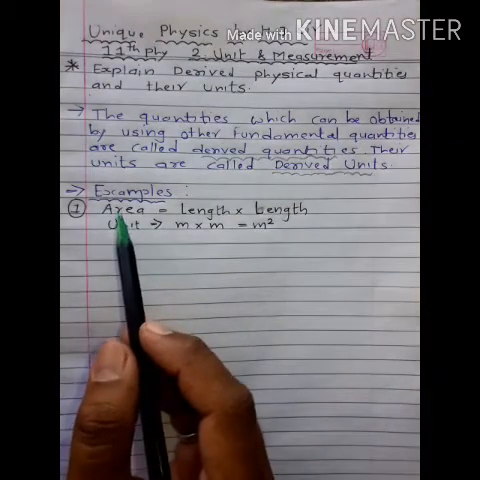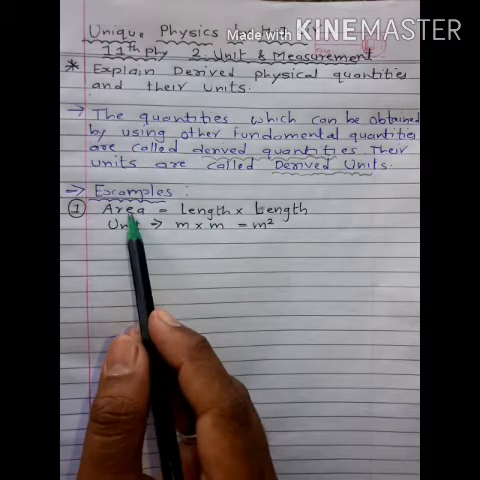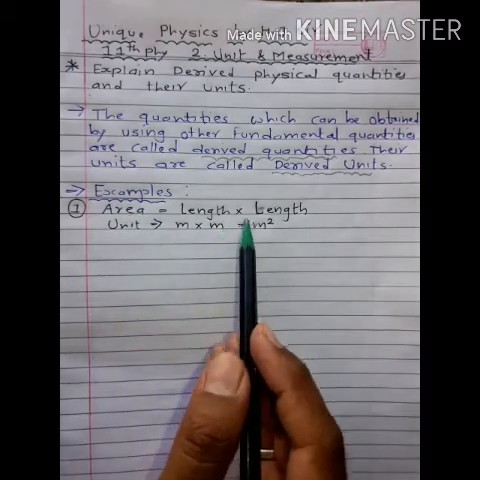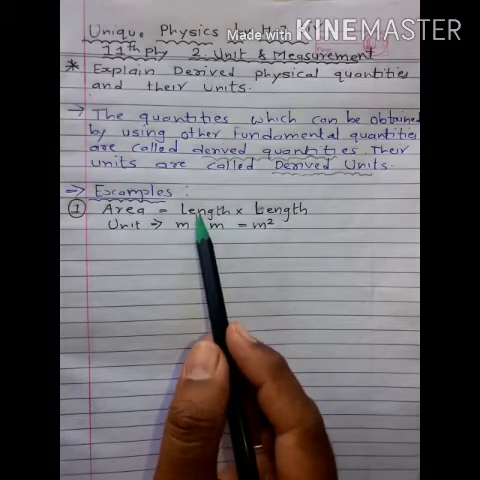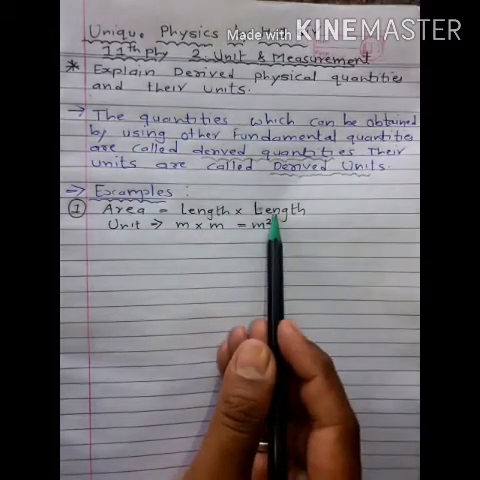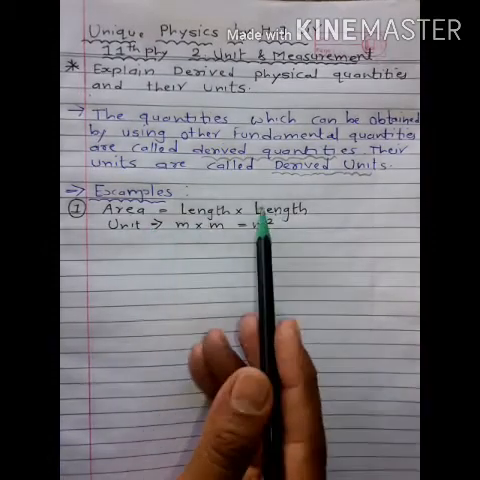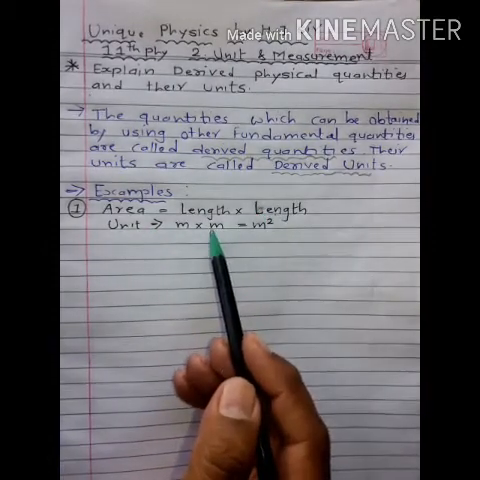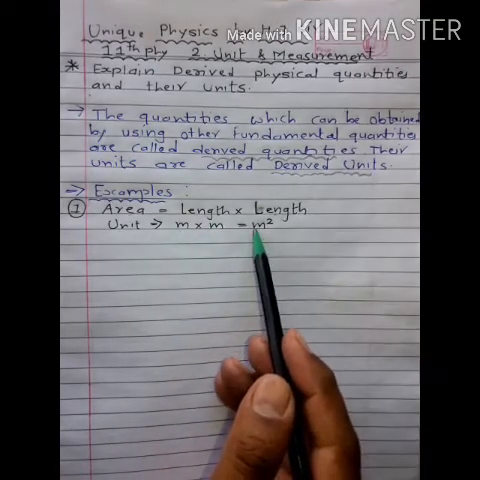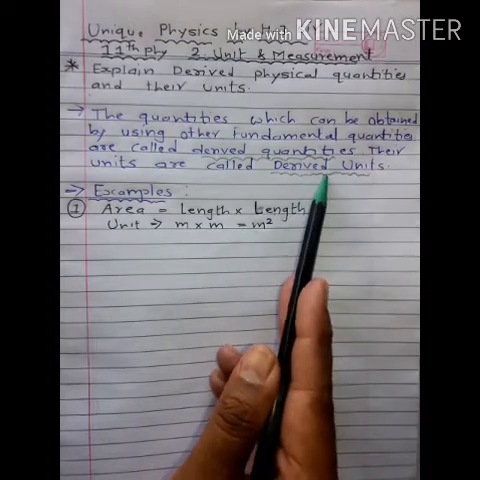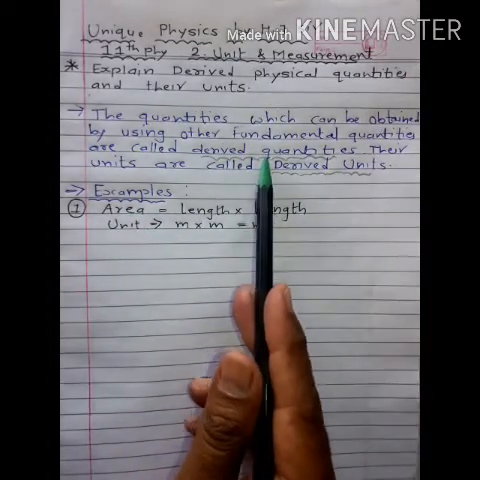First example of a derived physical quantity is, suppose, area. We have a simple equation of area. Area of a square is given by length into length. So its derived unit is: unit of length is meter, into unit of length, again meter. Meter into meter, meter square. So meter square is nothing but a derived unit, while area is called a derived quantity.